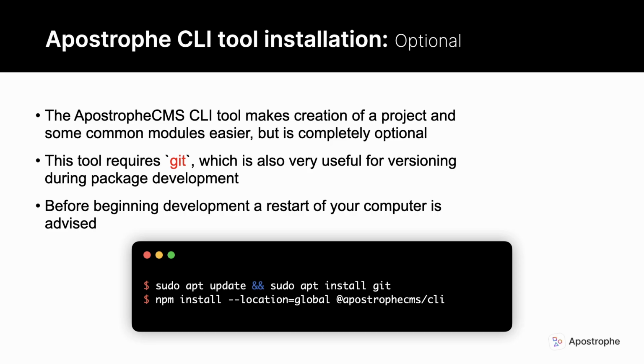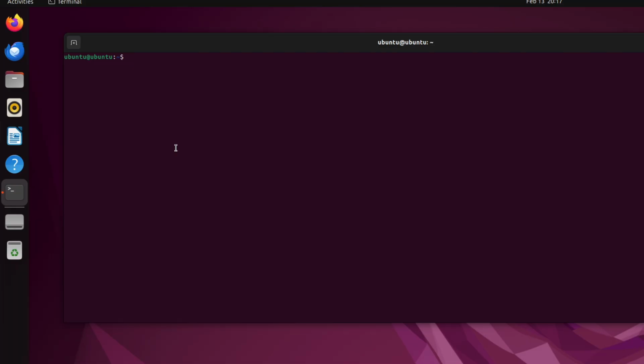The final thing that makes development easier but isn't required is to install the Apostrophe command line tool. This makes routine tasks like spinning up a project from a starter kit and adding new modules a little quicker. This package also requires that your system have Git installed to clone the starter kit repositories.